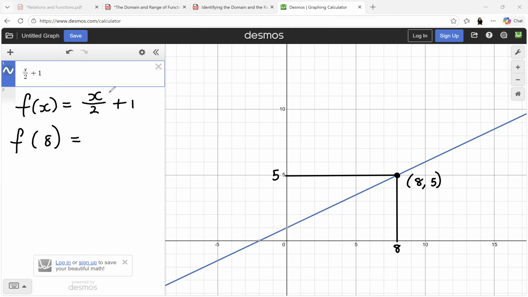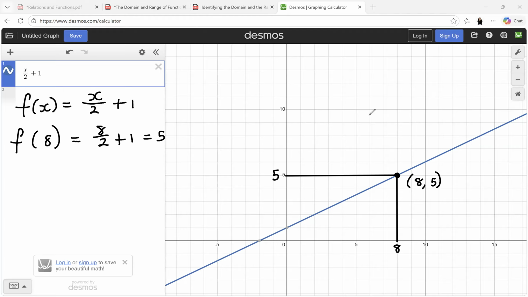So therefore, if I were to work it out algebraically, it would have been 8 over 2 plus 1, right? Which is 4 plus 1, which is 5. So you see how it's the same. You could work it out algebraically, or you could get it from the graph. Nia, what would be f of 2? What is f of 2?